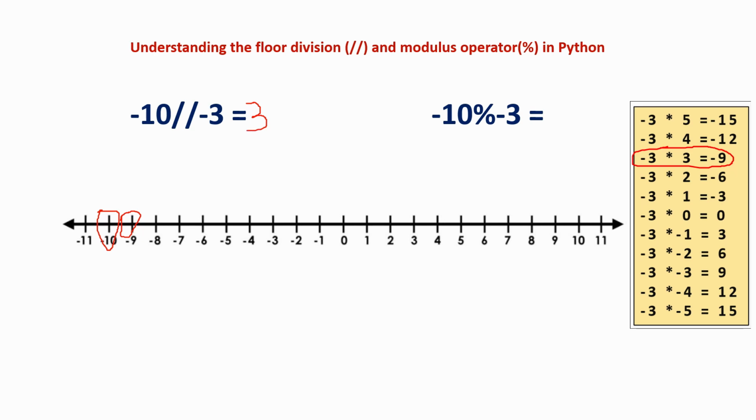Now how do I get the modulus? Simple, you need to just subtract minus 9 from minus 10. So minus 10 minus of minus 9, that is minus 10 plus 9, that is minus 1. So this is your answer, minus 1. So I go to my next slide.